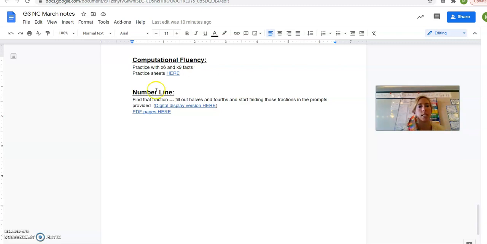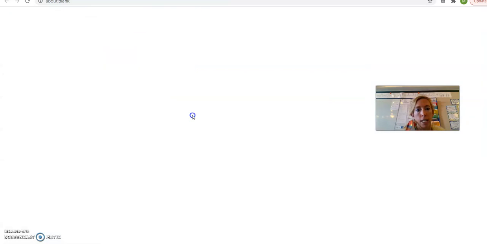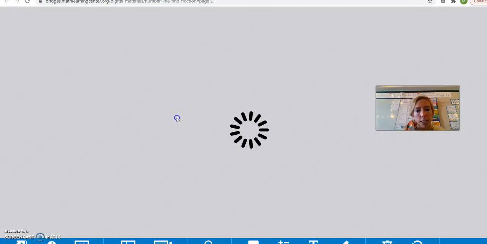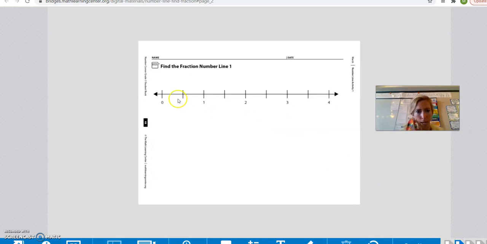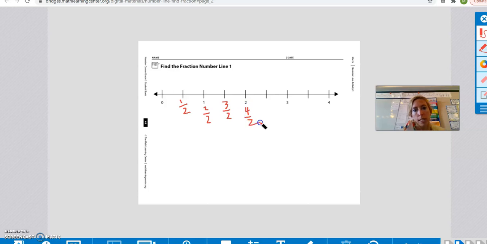Number line. The number line component is bringing back the fractional ideas. So digital display versions you can find here. It might be easier to display these. This one is a completed one. You'd want to start with the second page. And you go through together and you write in what these are. This is half. This is 2 halves, or 1. This is 3 halves. This is 2, or 4 halves. And I keep going like that, right?